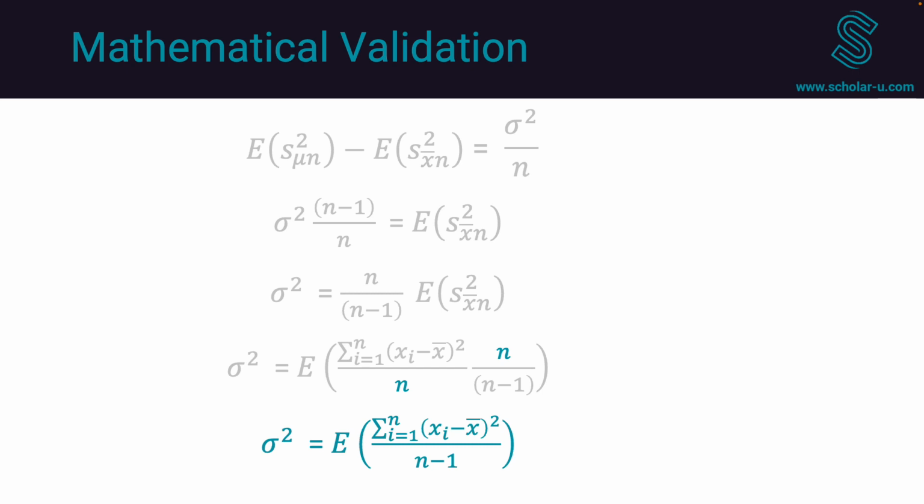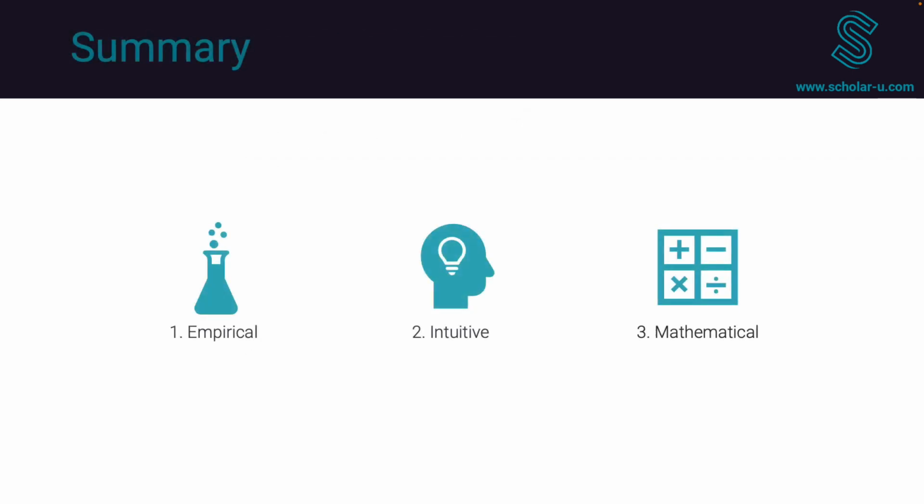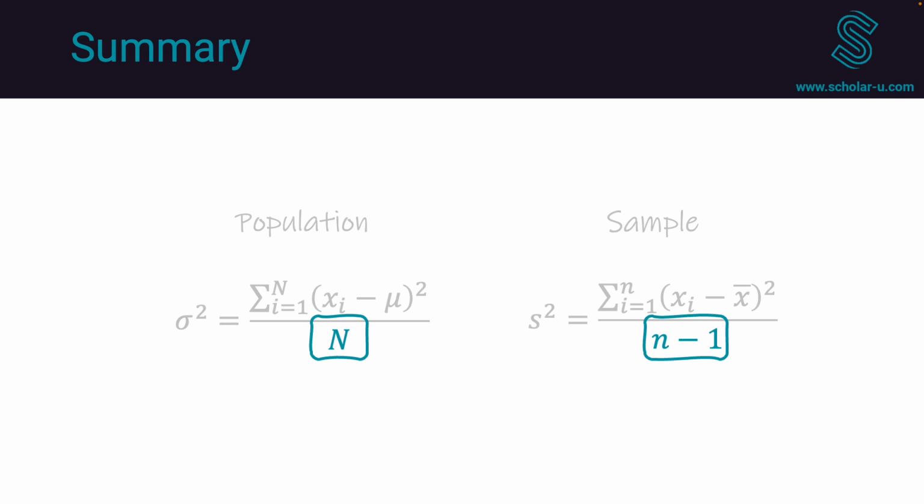In summary, we have provided empirical, intuitive, and mathematical derivations to explain the use of n-1 in the denominator of the sample variance to estimate the population variance. This correction applies to both the sample variance and the sample standard deviation.